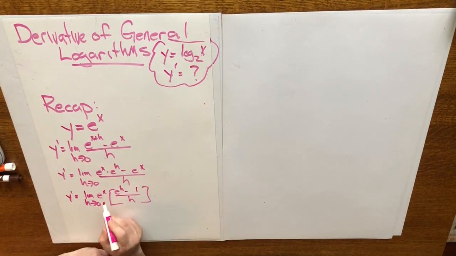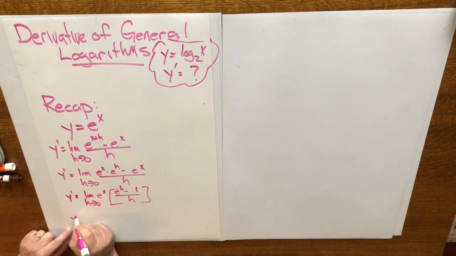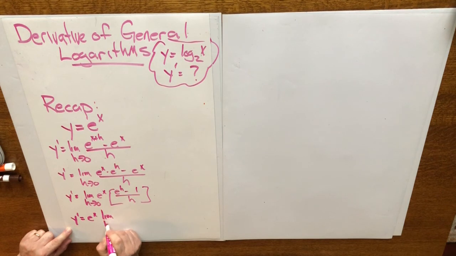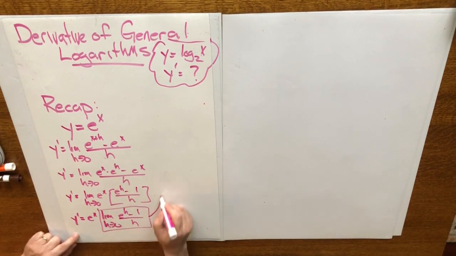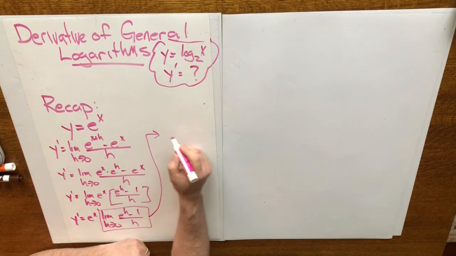Well, since this is variable x and h approaches 0 does not impact that, you can common factor out e to the x in front of the limit. And then the question becomes, what's the value of this limit? So we did that by making a chart. We found the value of this limit by making a chart.